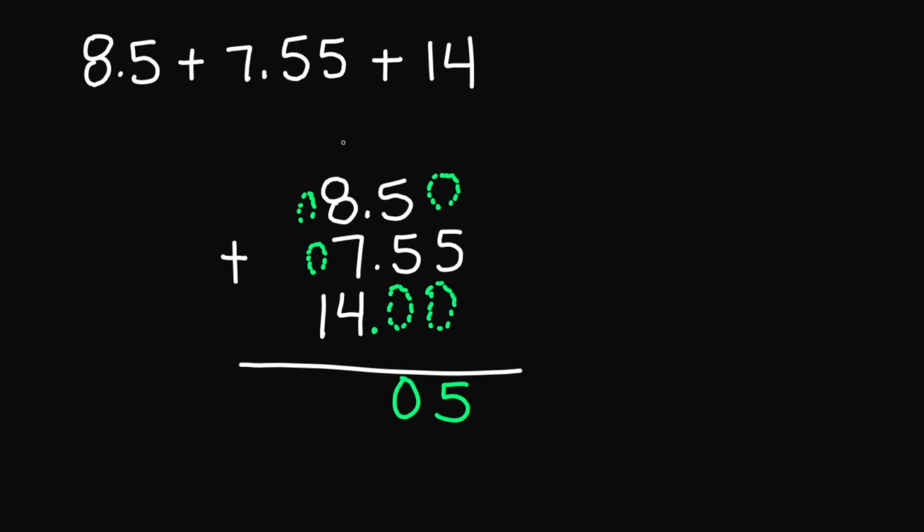Write my 0, carry the 1. 1 plus 8 is 9. 9 plus 7 is 16. 16 plus 4 is going to be 20. Write my 0 and then carry the 2. 2 plus 0 is 2. 2 plus 0 again is 2. And then you have 2 plus 1, that's going to give you 3. And I'm going to make sure that my decimal point is here. So your final answer is 30.05.